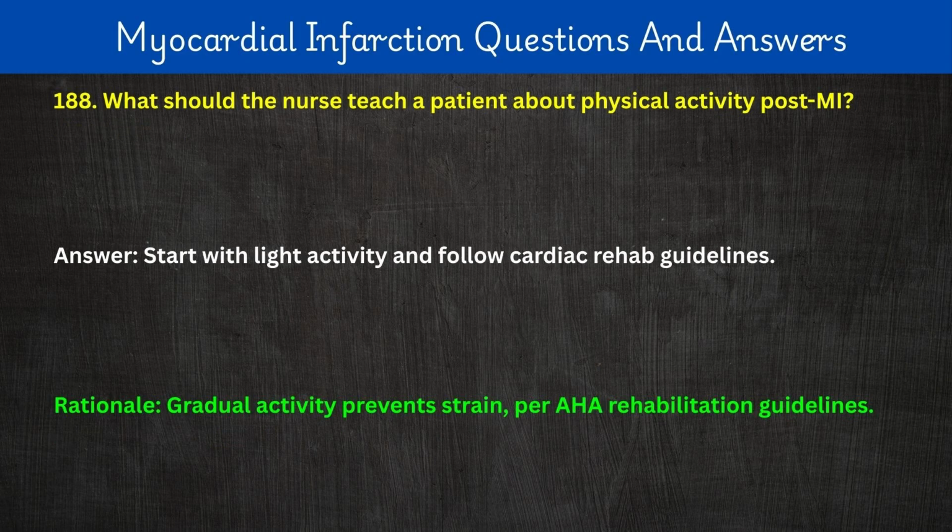188. What should the nurse teach a patient about physical activity post-MI? Answer: start with light activity and follow cardiac rehab guidelines. Rationale: gradual activity prevents strain per AHA rehabilitation guidelines.